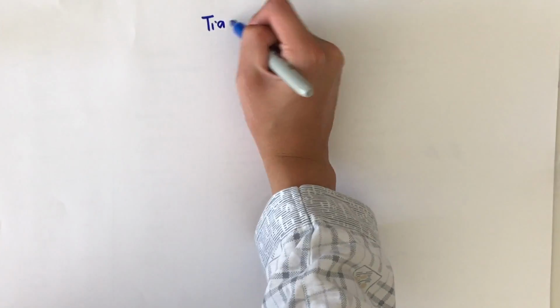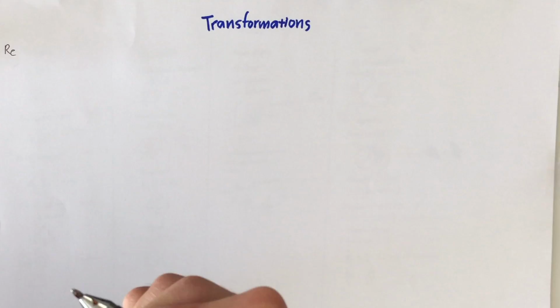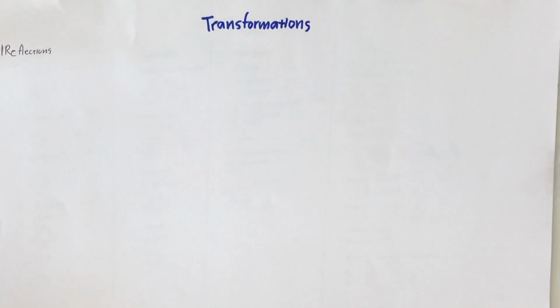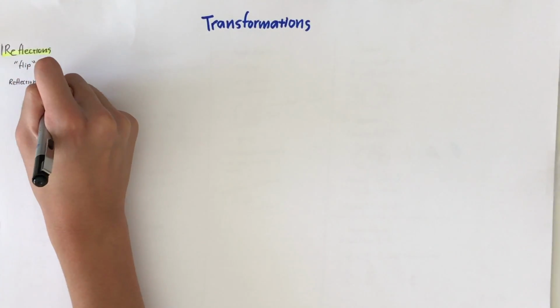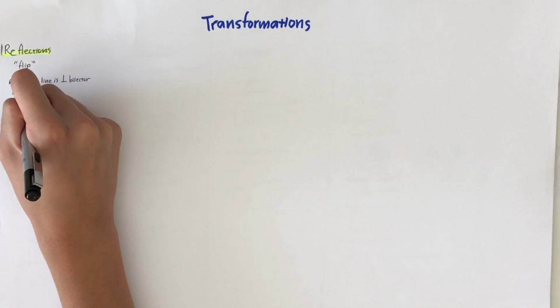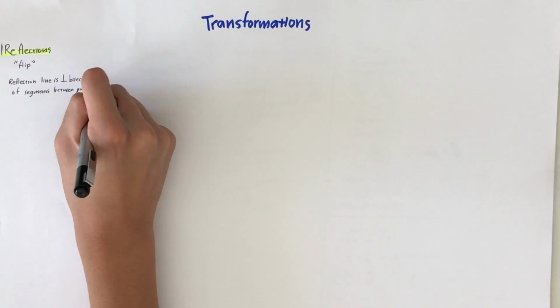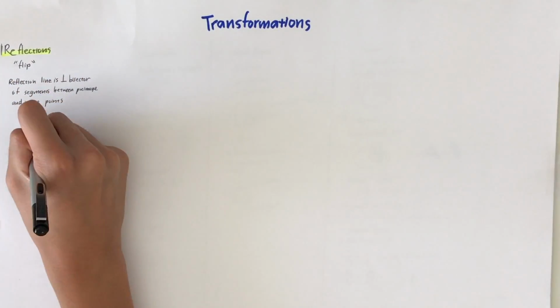Alright, now let's go into transformations. There's four types of transformations that we'll concern ourselves with, and that first one is reflections. So a reflection is generally referred to as a flip. So you're flipping about a line, and that line is called the reflection line. The reflection line is the perpendicular of the segments that connect the pre-image and the image points.